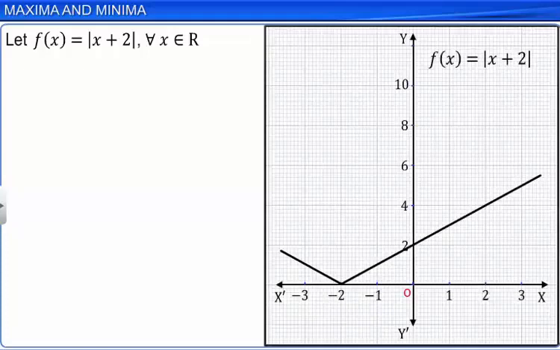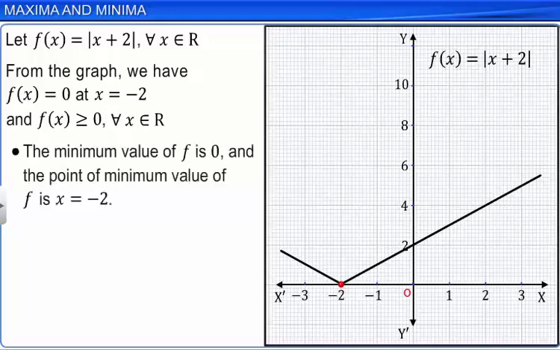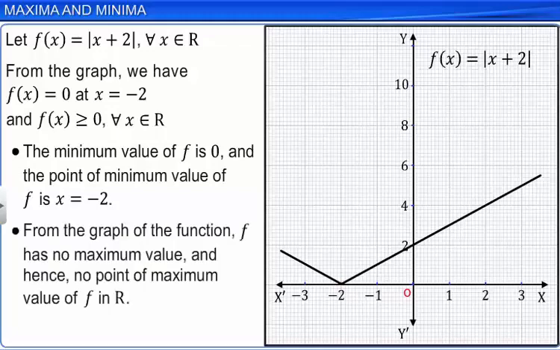Observe that the value of function f at x is equal to -2 is 0. Also observe that for all real values of x, the value of the function is always greater than or equal to 0. Therefore, the function f has a minimum value of 0, and the point of minimum value of f is -2. Also observe that the function f has no maximum value in the set of real numbers, and hence no point of maximum value in the set of real numbers.